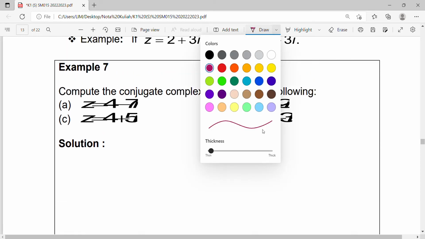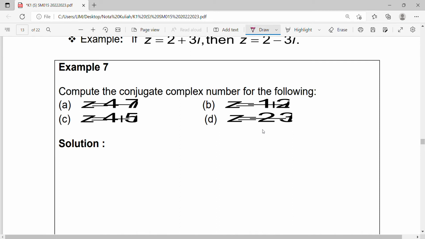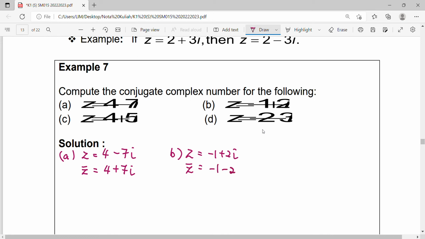So for our example, compute the conjugate complex number for the following. So for A, the complex number here is 4 minus 7i. So when we change to conjugate, we write it as Z bar or Z star. So the conjugate will be 4 plus 7i. Then for question B, Z equals negative 1 plus 2i. Then complex number conjugate negative 1 minus 2i.